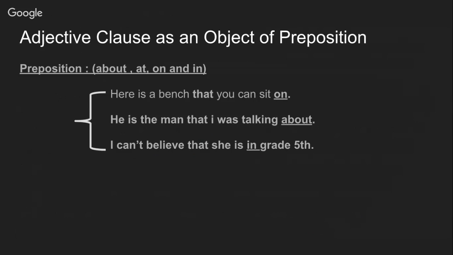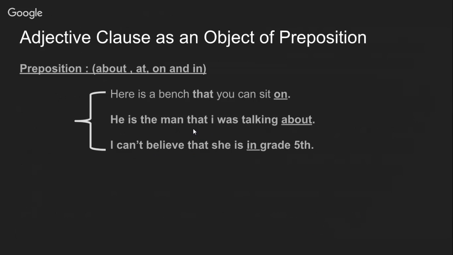So preposition is like tell about position. So like about, add on, and those in. Preposition words. So for example, here is a bench that you can sit on. So the word on, it explain the position. So you can sit on the bench.